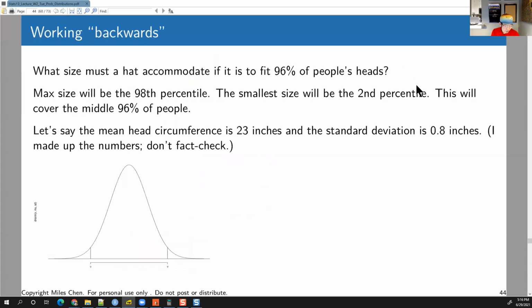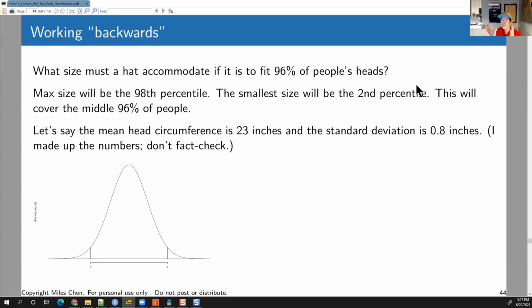All right, so sometimes we will have a situation where we have to work backwards, right? So we might give you something like a percentile, and we'll ask you, what is the height associated with this percentile, or what is the value associated with this percentile? So let's say you're trying to sell a hat, and you want to make sure that the hat accommodates, say, 96% of people's heads.